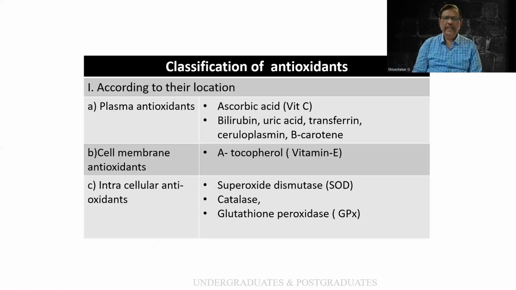How do you classify the antioxidants? According to their locations. It can be in the plasma, cell membrane, or intracellular. Accordingly, plasma antioxidants are ascorbic acid, vitamin C, bilirubin, uric acid, transferrin, ceruloplasmin, and beta carotene. Cell membrane: tocopherol, alpha tocopherol from vitamin E. And intracellular can be superoxide dismutase, catalase, glutathione peroxidase.